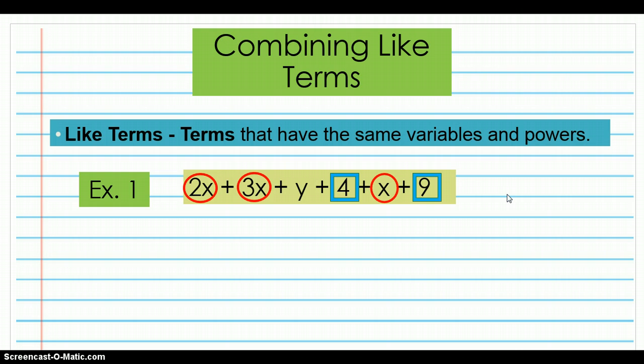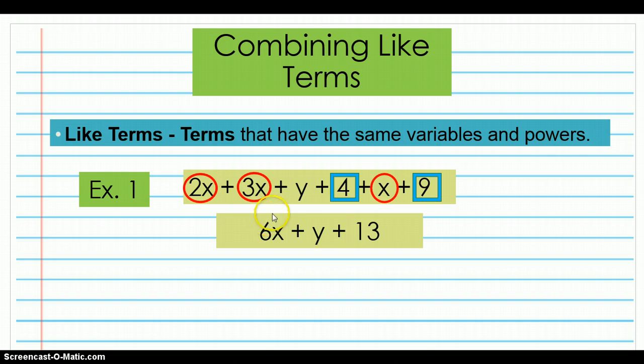So now that I've identified my like terms, I'm going to combine them. So 2x plus 3x plus x gives me 6x. The y stays by itself. I cannot combine it with anything else. And 4 plus 9 gives me 13. So once I combine my like terms, I end up with 6x plus y plus 13.